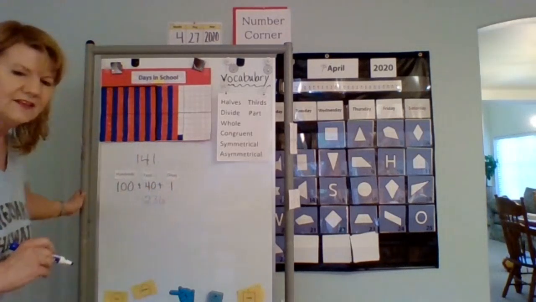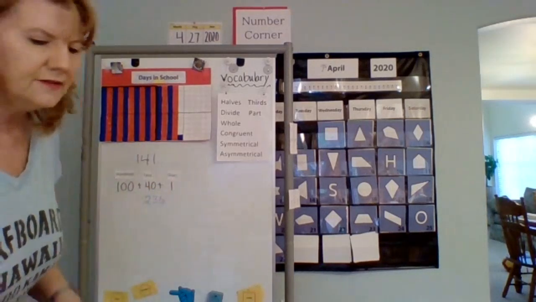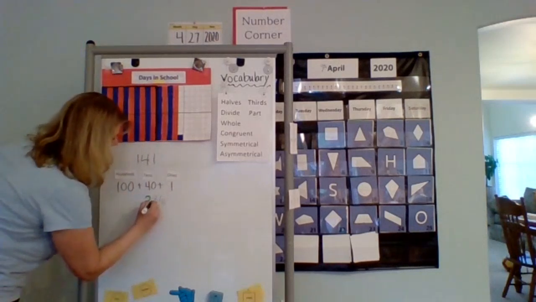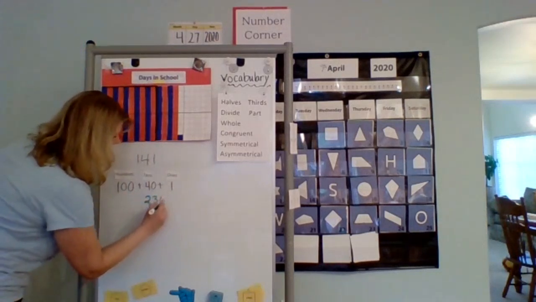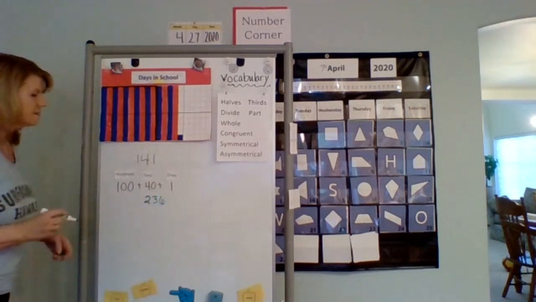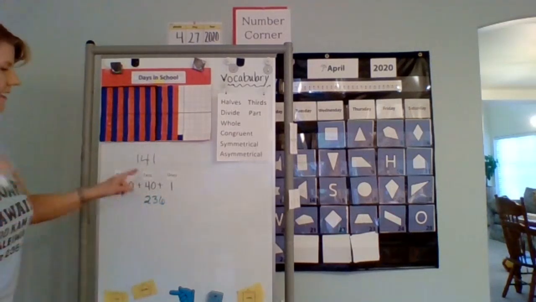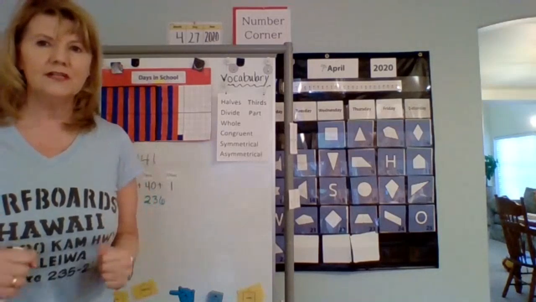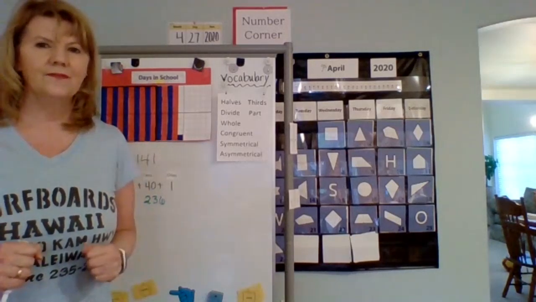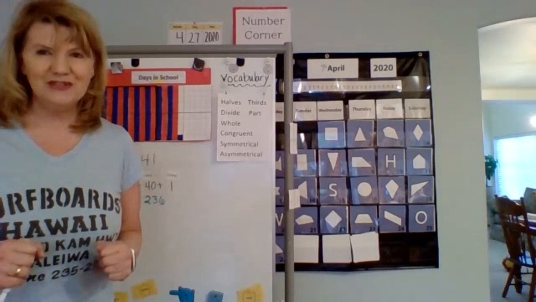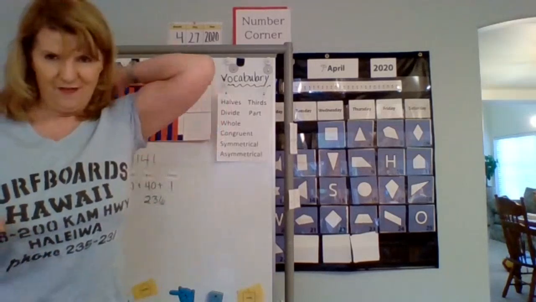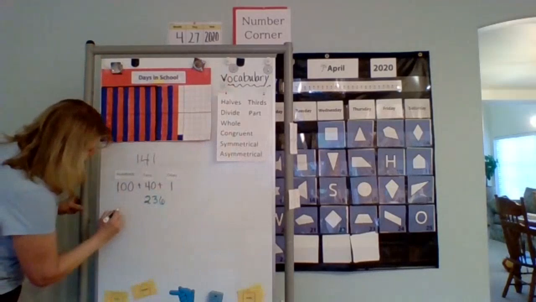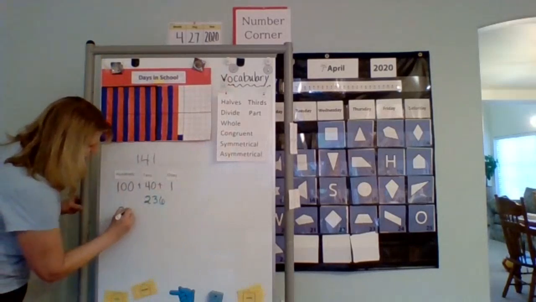Okay. Can you see that? It looks like it might be hard. Let's see if the green's a little darker. 236. Okay, so how many hundreds do we have in 236? Turn and tell your partner. Did you say 2? Pat yourself on the back if you said 2, because you're absolutely right. We have 200.